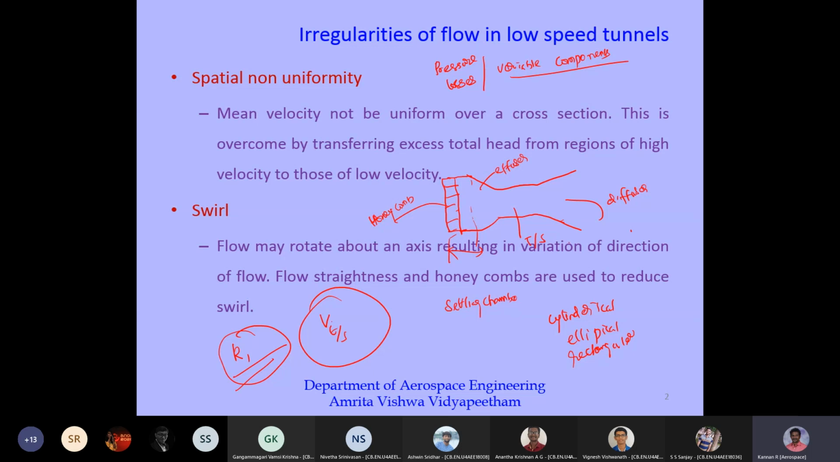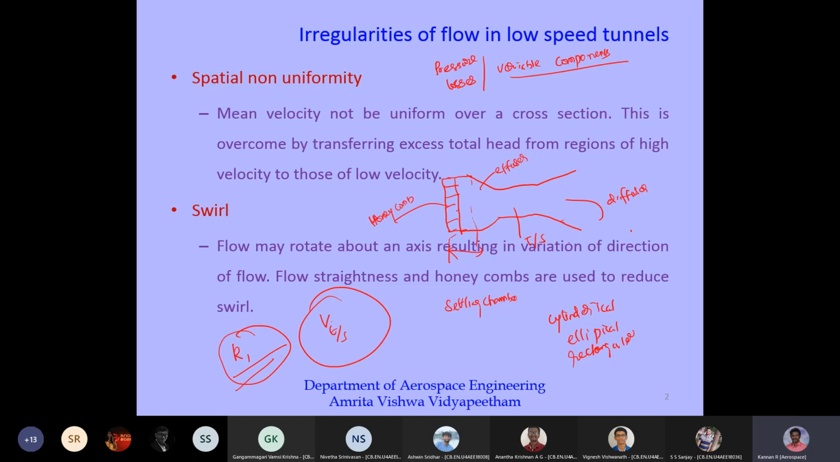Because whatever design or fabrication you do, there will be losses. Every component is inherently associated with certain losses. So automatically you can estimate that for that particular test section velocity you can relate it. That is the essence of the last class.